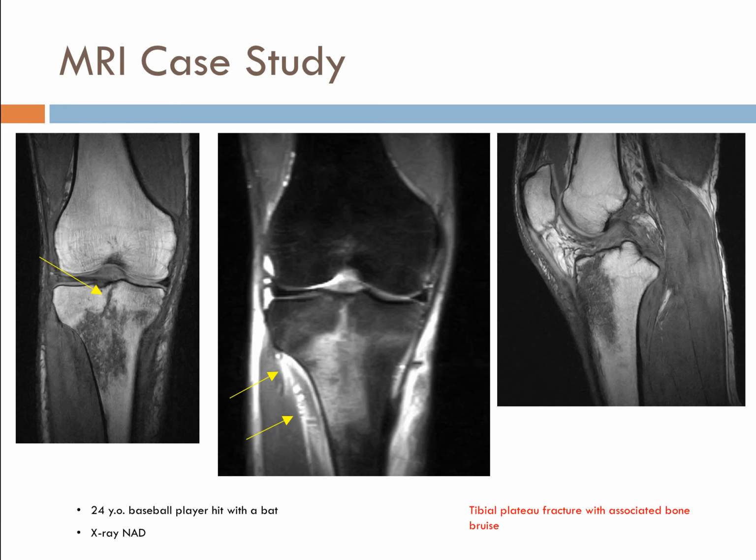This is a baseball player who got hit with the bat in the shin, and you can see what I was talking about before. If you look at the image on the left-hand side, the femur looks nice and smooth. You can see the convolutions of the trabecular patterning throughout the distal femur, but it looks nice, looks smooth. If you look at the femur, you can see the tibial plateau fracture, and you can see that huge bone bruise within the tibia itself underneath that fracture.